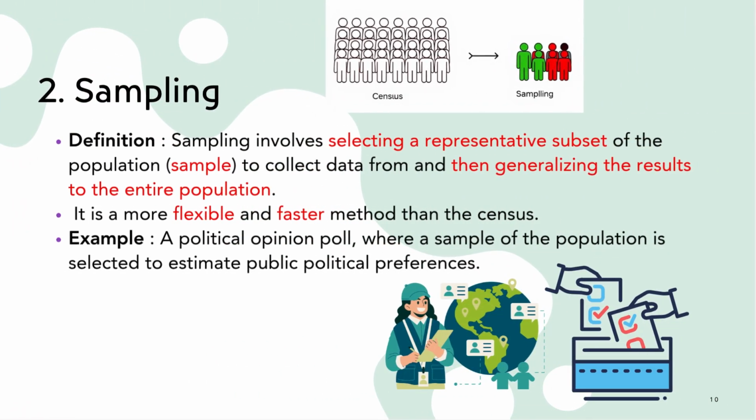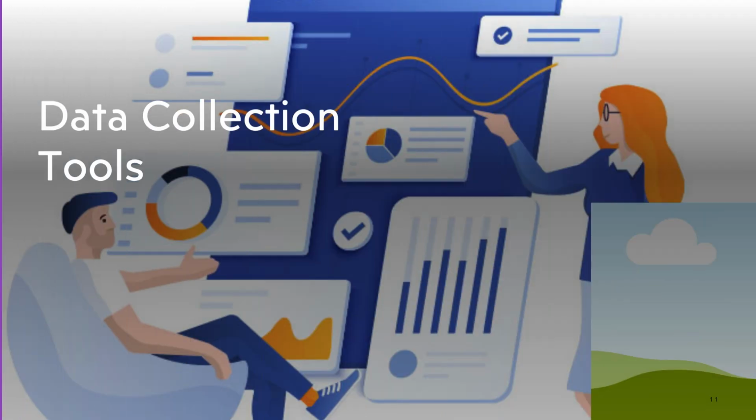Whereas sampling involves selecting a representative subset of the population called a sample to collect data from and then generalizing the results to the entire population. It is a more flexible and faster method than the census. An example can be a political opinion poll where a sample of the population is selected to estimate public political preferences.